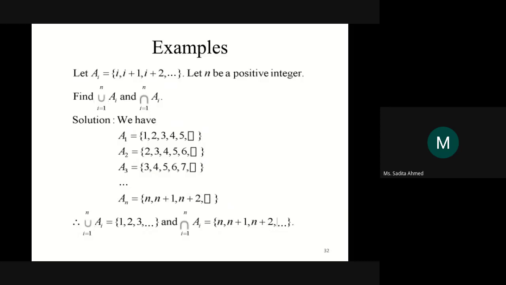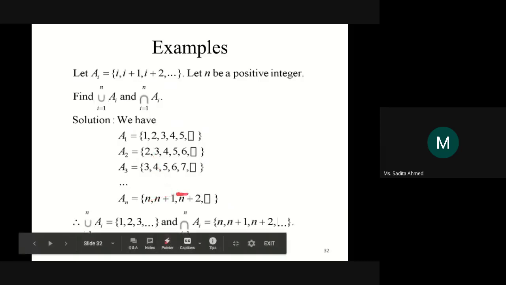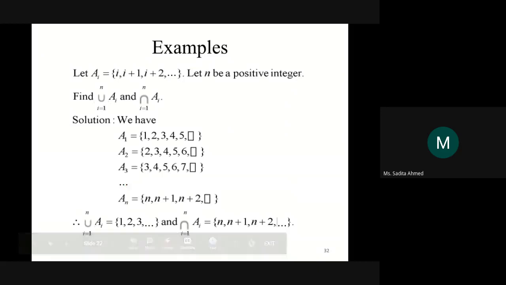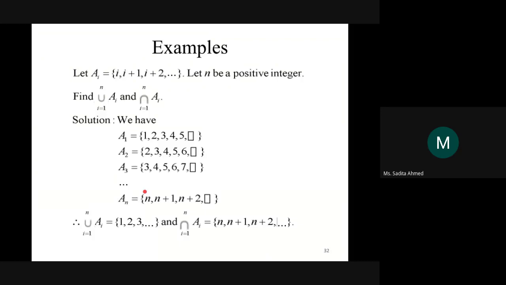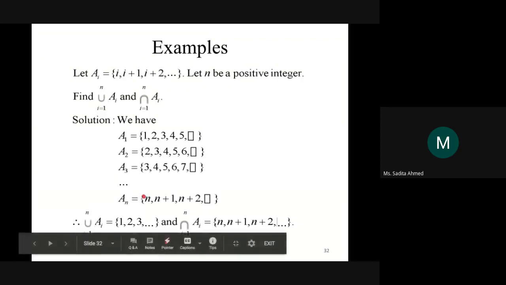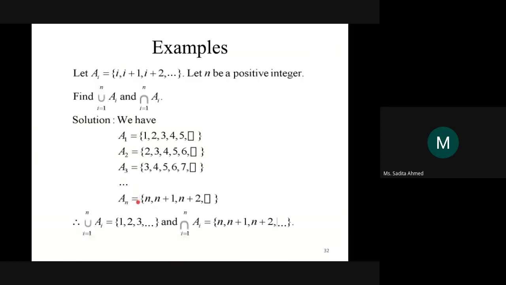So let's start from An. An will have some elements based on the value of n. But then, what about An minus 1? An minus 1 has one more value, right? An will start from n. An minus 1 will start from n minus 1. So the n minus 1 value will be there. That value is not there in An. But will we count that in the generalized union? Yes, we will. Because as long as it's in at least one of the sets, we will count it.